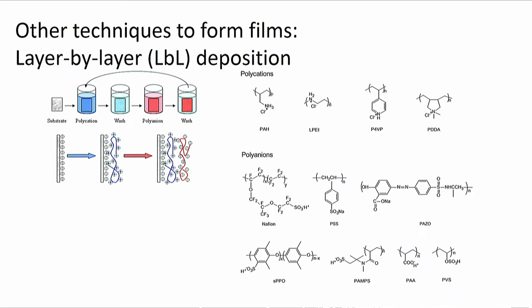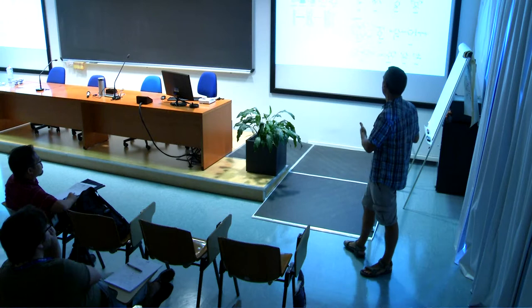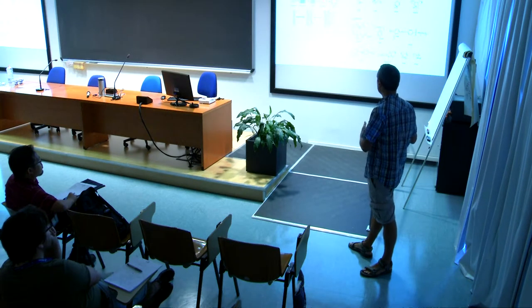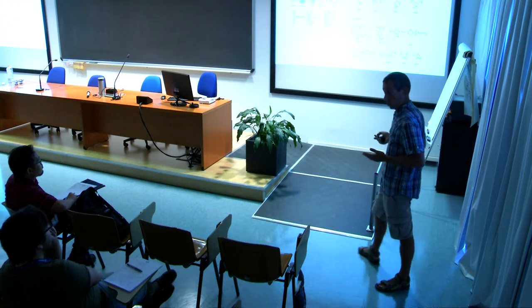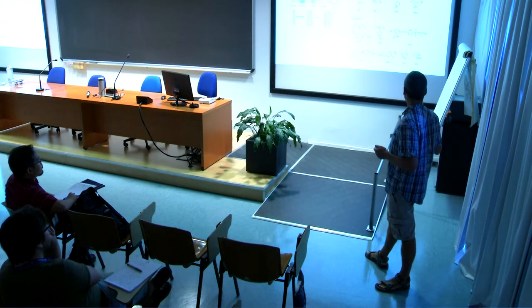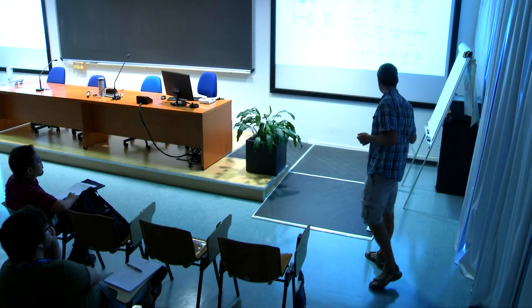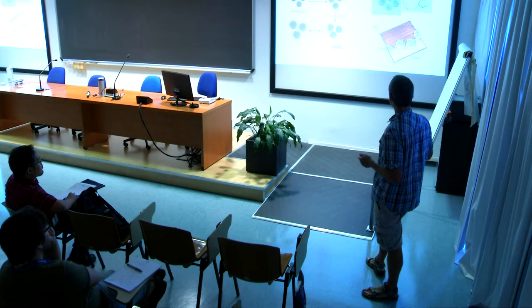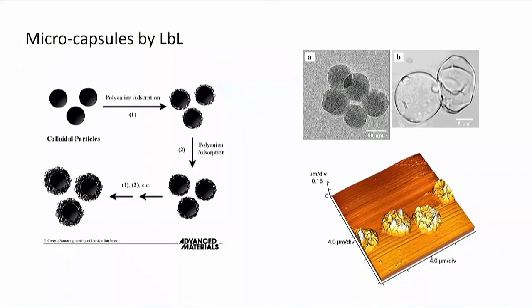And this would attract cations. So if I have a polycation, it would adhere on the surface and leave probably an excess of positive charge because of the polymeric nature. If I wash this out and sink it into polyanion, then wash again, I can make a multilayer structure. Here are a few examples of polymers that are commonly used for doing this. And this can be done on flat objects, which could be interesting.